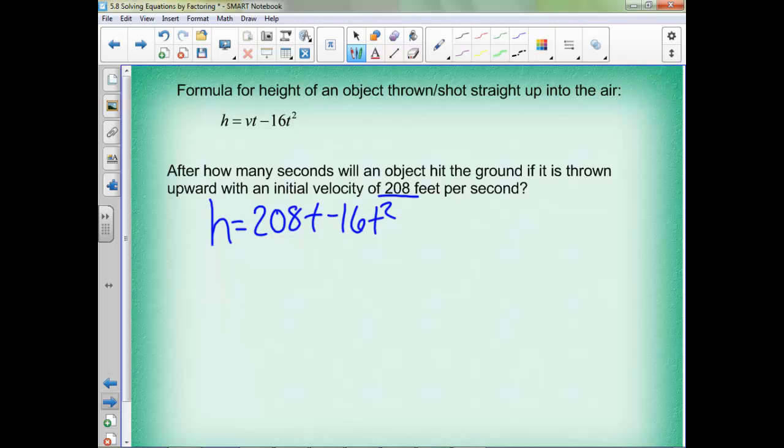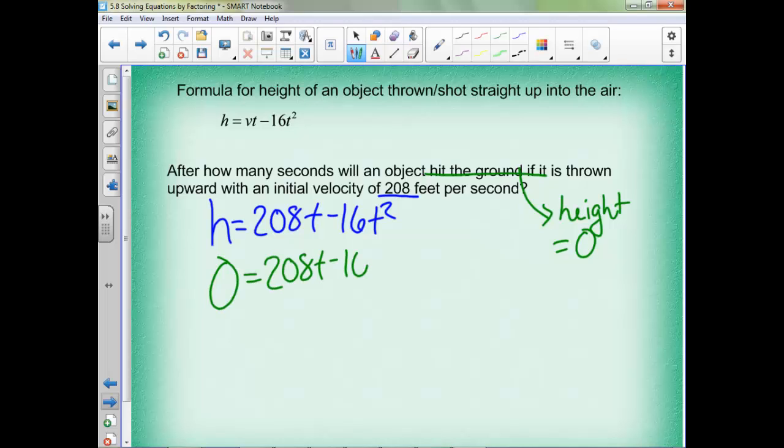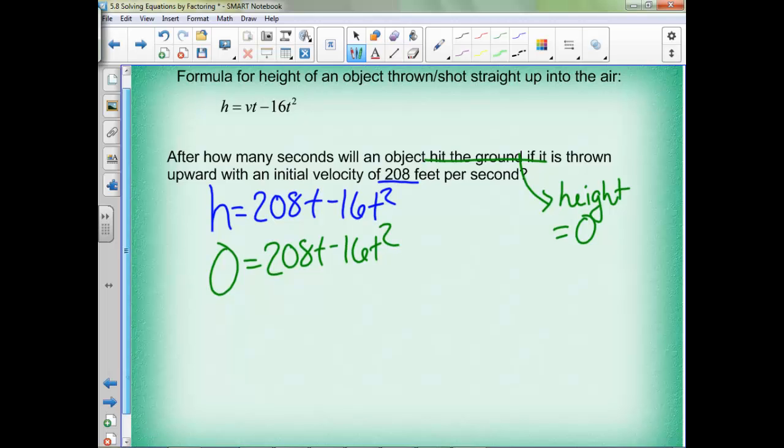And now let's think about this. What is our height going to be when we hit the ground? Well, when we hit the ground, our height is 0. So we can use 0 for our height. And now we just need to factor it.